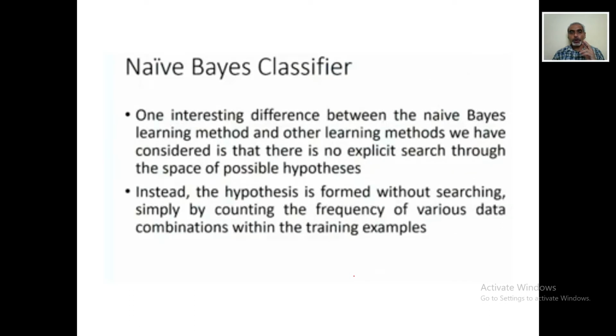Right? So now one interesting difference between our naive Bayes learning method and other learning methods is that there is no explicit search through the space of hypotheses. Here we are not going to explicitly search all the hypotheses. We are assigning the probability depending upon our attribute values. Right, that is the main difference here.